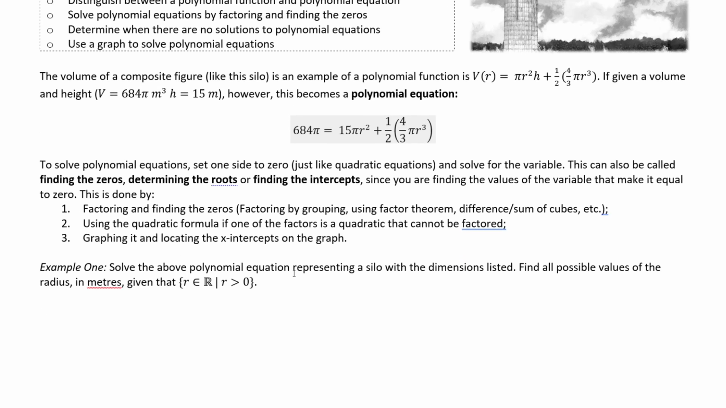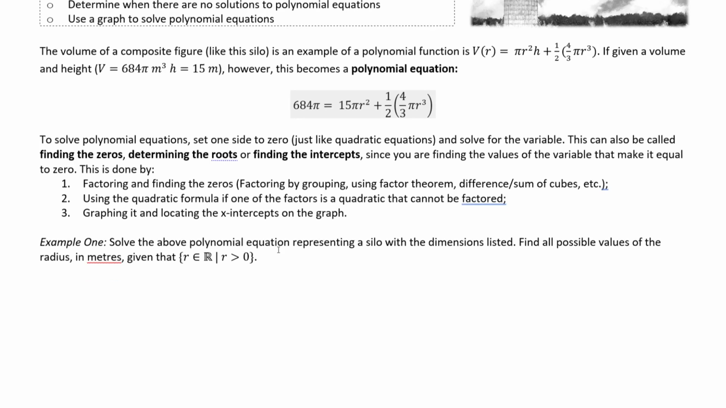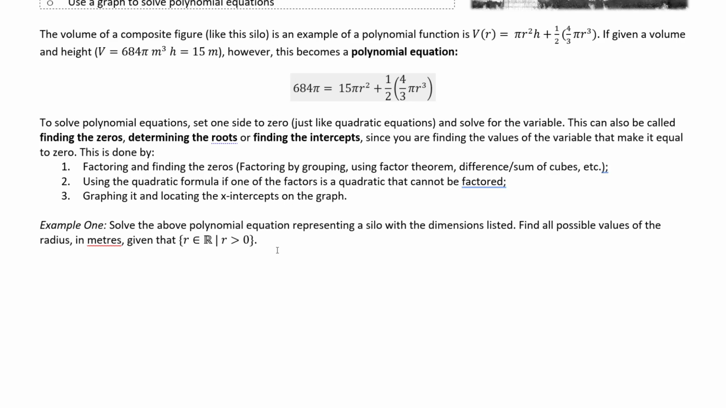To solve polynomial equations, we set one side to zero, just like we did with quadratic equations, and then solve for the variable. This can also be called finding the zeros, determining the roots, or finding the intercepts, since you're finding the values of the variable that make it equal to zero. You can do this by factoring and finding the zeros using the quadratic formula if one of the factors is a quadratic that cannot be factored. And then you can also try graphing it and locating the x-intercepts on a graph. But we're going to start with the algebraic approach, which is the first two steps of this process.